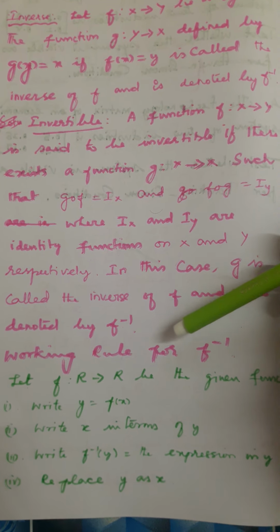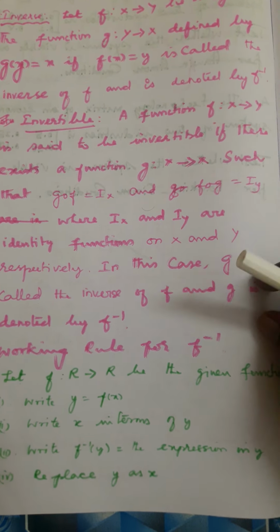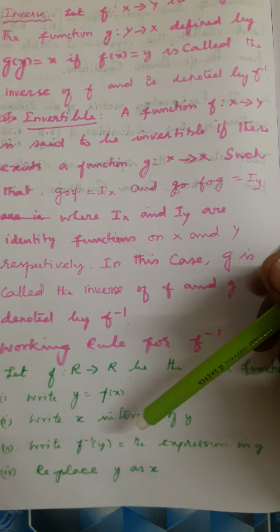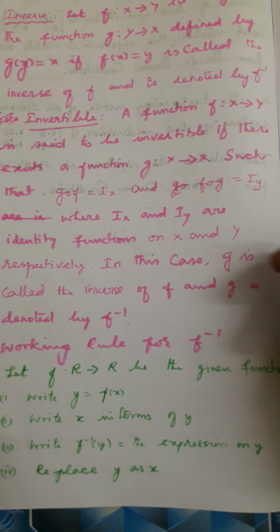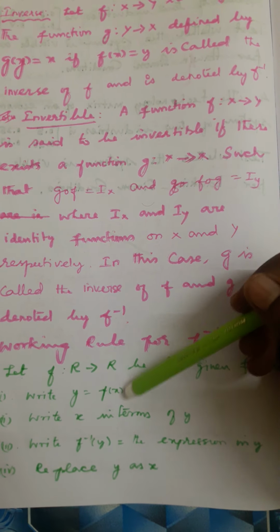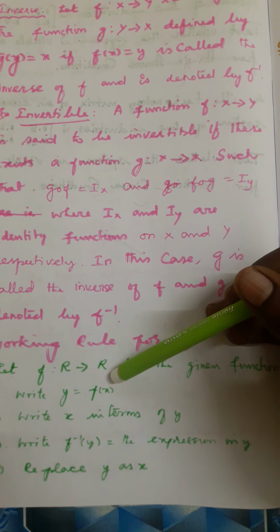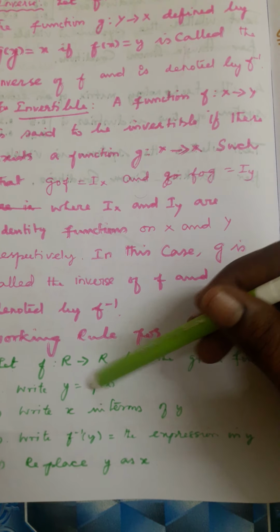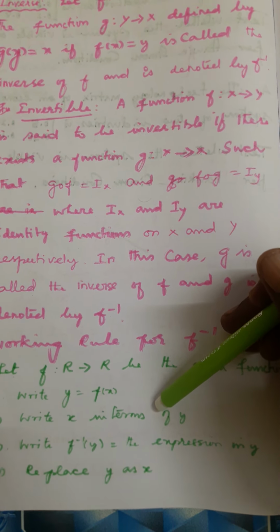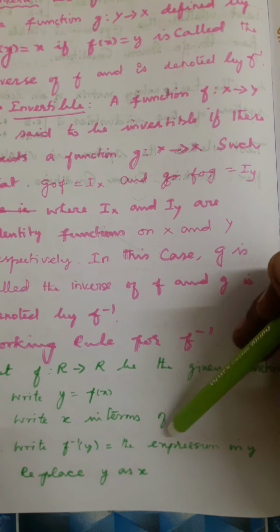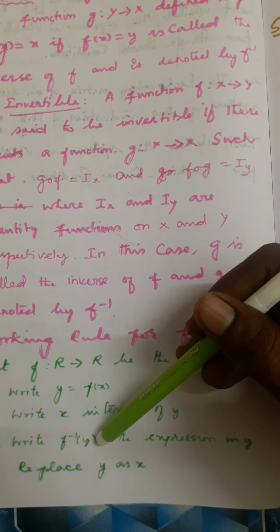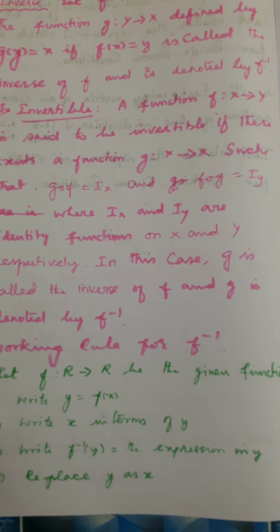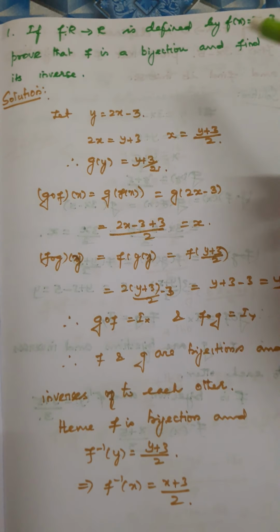Now the working rule for f inverse. What is the working rule? Let f from R to R be the given function. How to find the inverse? Write y equal to the function, and write x in terms of y. For example, y equal to 2x means x is equal to y by 2. Like that, you find x in terms of y. Write f inverse of y as the expression in terms of y. That is called your inverse. Replace y by x. That is your inverse. Okay, now we will start with the questions.